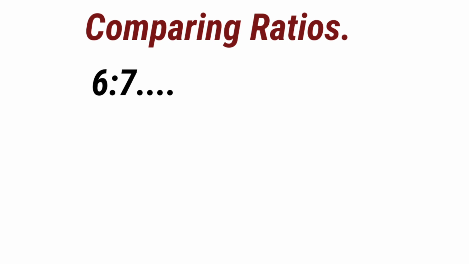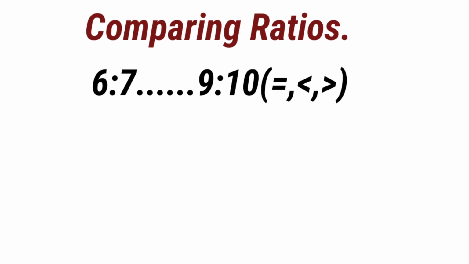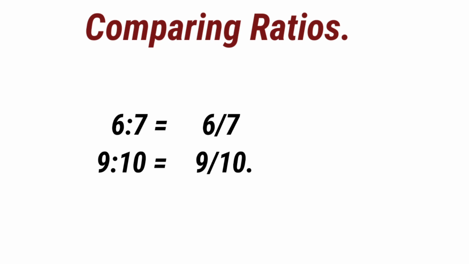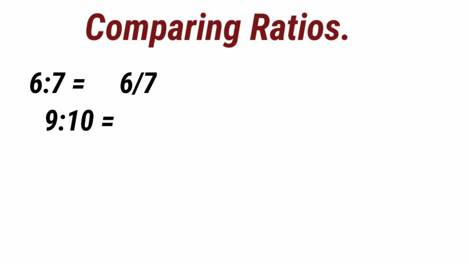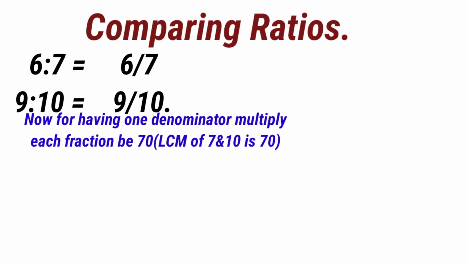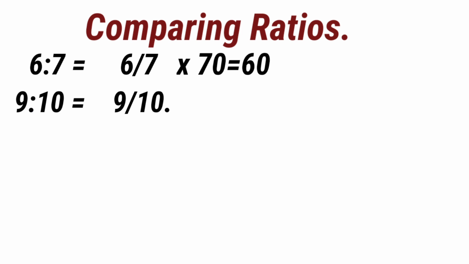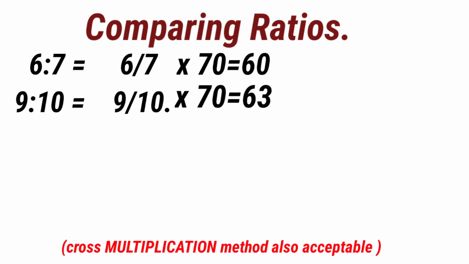How to compare the ratios? That means bigger, smaller or equal. 6 is to 7 and 9 is to 10 are the two ratios given. Which is bigger? So convert both of them into fractions. That means 6 is to 7 as 6 by 7 and 9 is to 10 as 9 by 10. Then find the LCM of the denominators as we have learned in fractions. So the LCM of 7 and 10 is 70. Multiply both fractions accordingly. So the first one we have 60 and the second one we have 63. Obviously 63 is bigger, so the second ratio is bigger. You can also use the cross multiplication method.